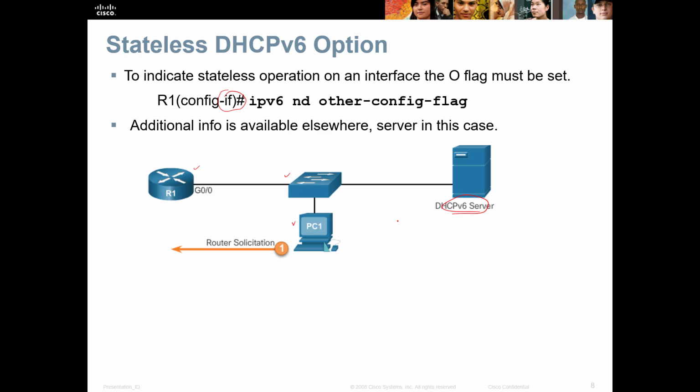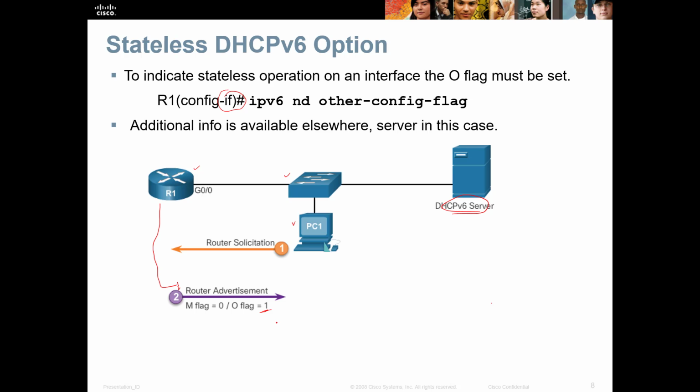So my router solicitation goes out. Looks the same as before. Now the response comes back from the router. This guy is giving this response. The O flag is set, not the M flag. Right, so this is not a managed address. This is just another information address.